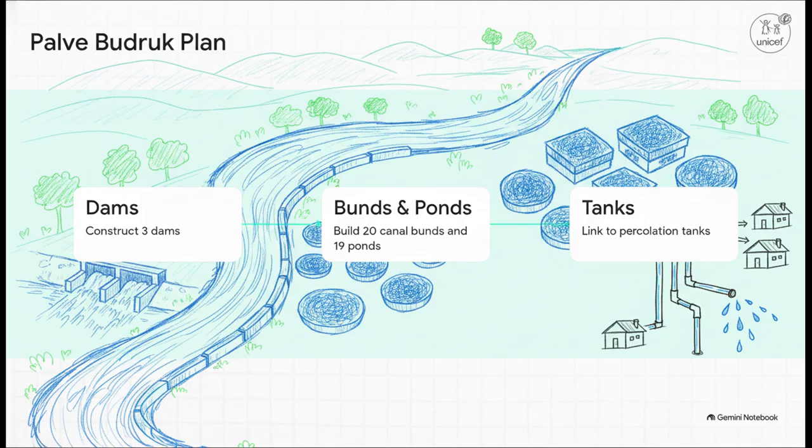And the genius part is they linked this whole system directly to percolation tanks, meant strictly for domestic use. This lets them confidently supply piped drinking water to local families every single morning. It's just an absolute masterpiece of local water management.